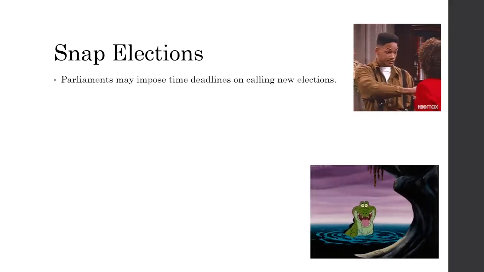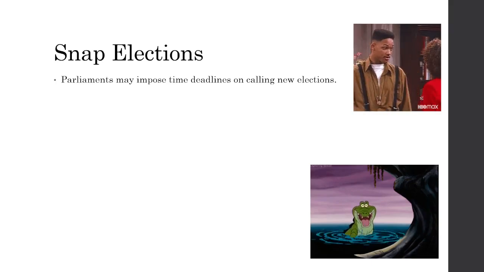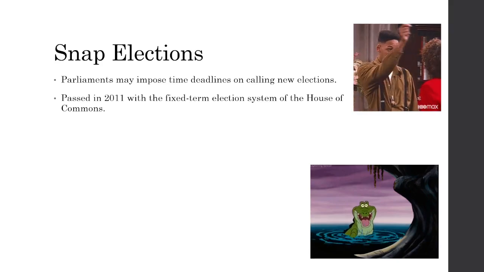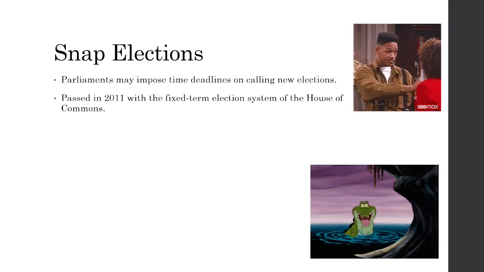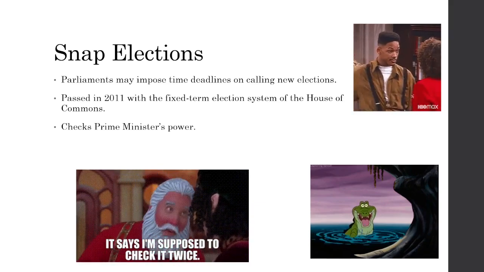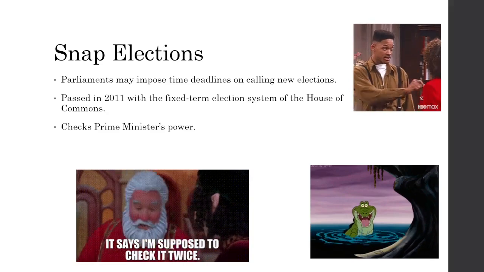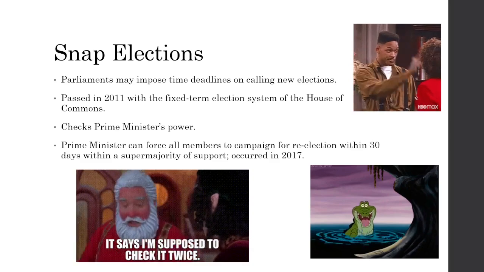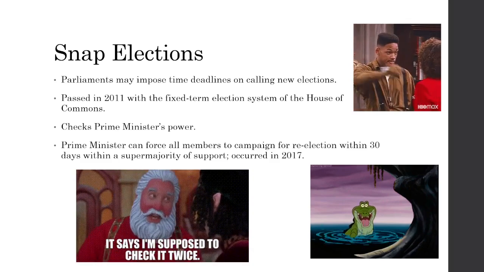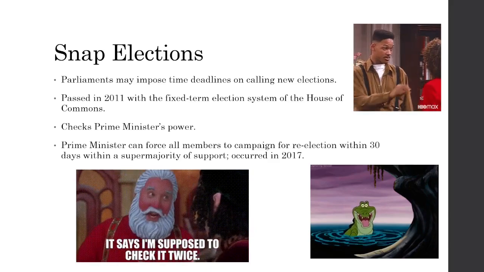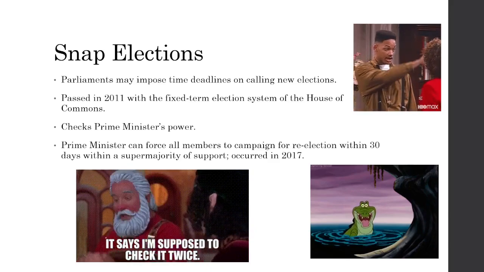So parliaments may impose time deadlines on calling new elections. This was passed in 2011 with a fixed-term election system of the House of Commons, which means that every so often there will be an election for the House of Commons. And this checks the Prime Minister's power, because if a new majority party comes in to the legislature, that Prime Minister might be booted out. So the Prime Minister can also force all members to campaign for re-election within a 30-day period with a supermajority of support. And this occurred in 2017 as an example.